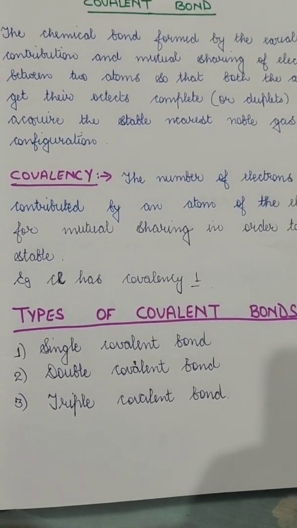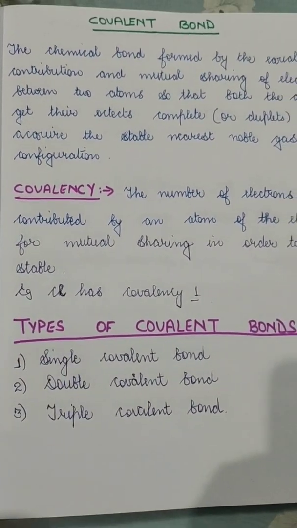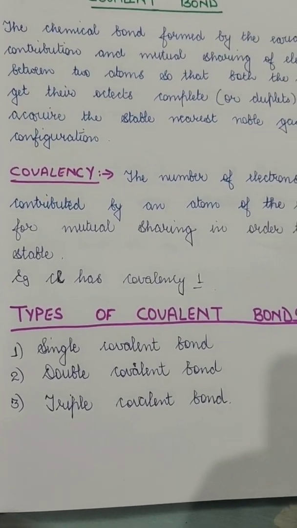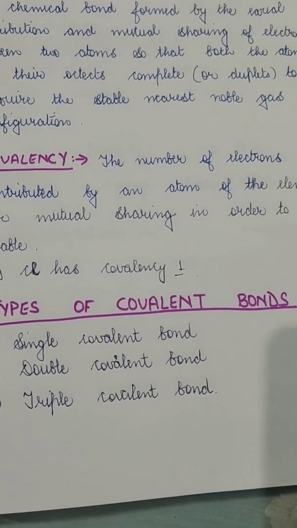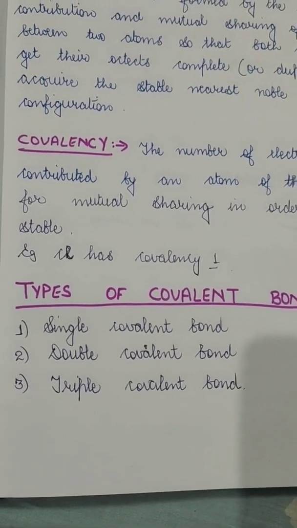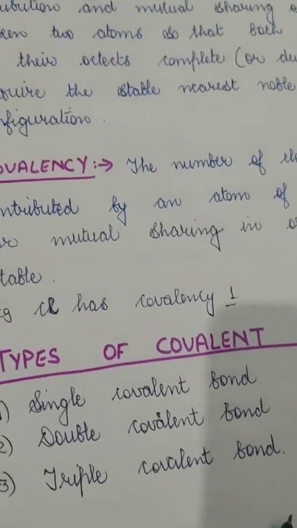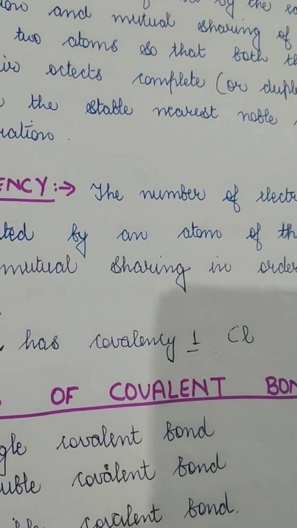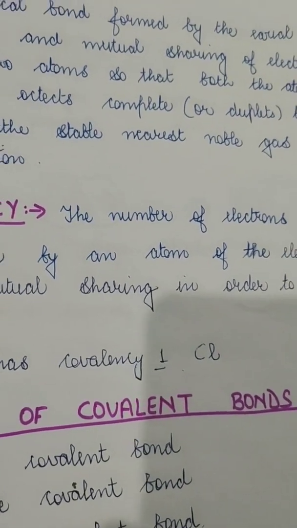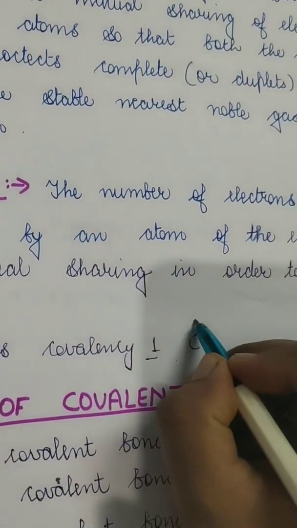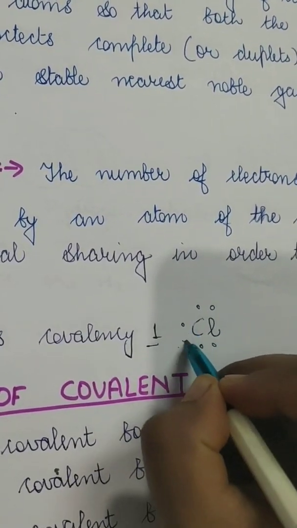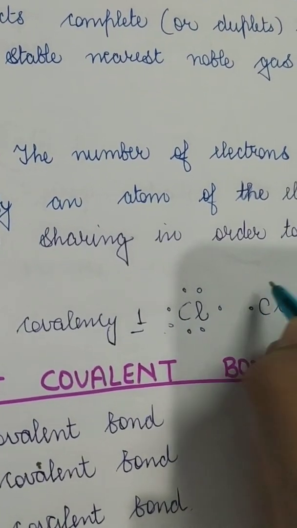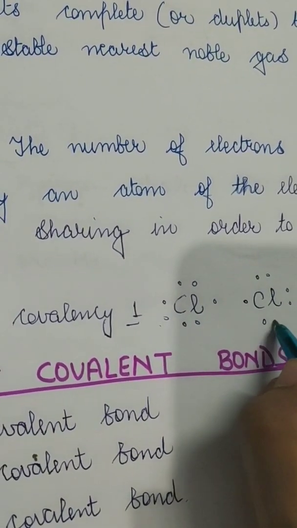For example, if we talk about the covalency of chlorine, it is 1. Chlorine has covalency 1 because chlorine shares 1 electron from its own atom, that means chlorine is a diatomic gas. As we know, chlorine has atomic number 17 and has 7 electrons in its outermost shell. So here it is 2, 8 and 7. Okay, and then it wants to acquire the stable noble gas structure.